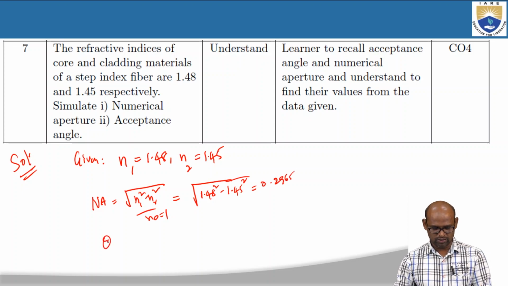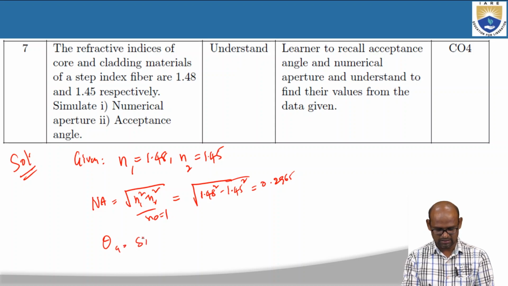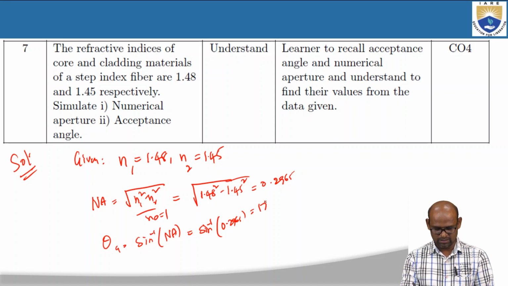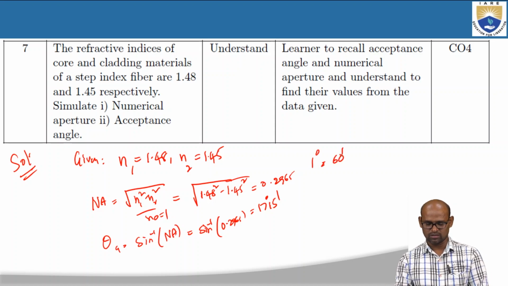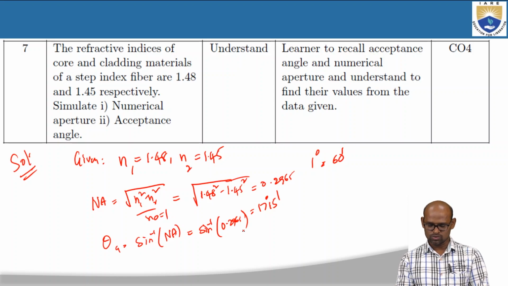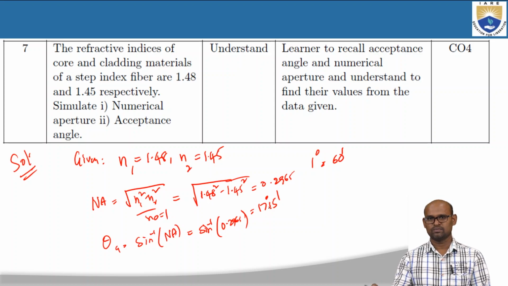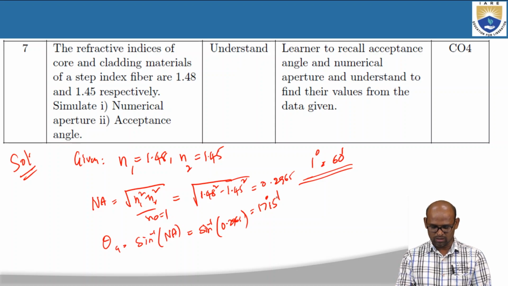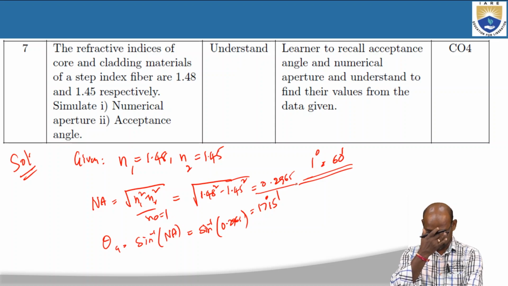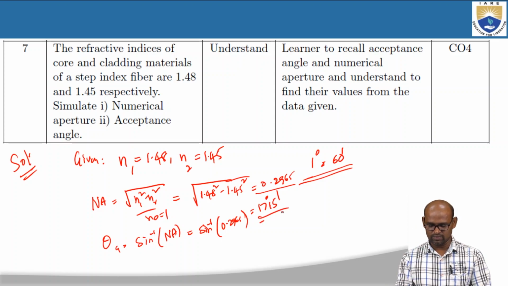Then we need to calculate the acceptance angle. Acceptance angle is nothing but sine inverse of numerical aperture. Sine inverse of 0.2965 is 17 degrees 15 minutes. 1 degree is 60 minutes, so if you get 17 point something degrees, whatever decimal part you get, you can convert into minutes using this formula. So we got numerical aperture as 0.2965 and acceptance angle as 17 degrees 15 minutes.